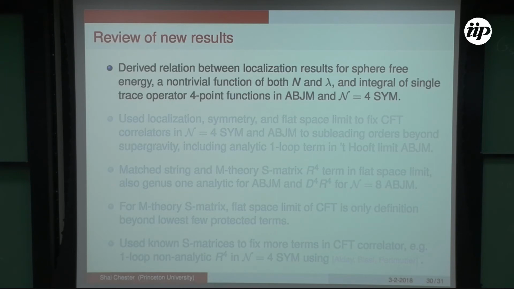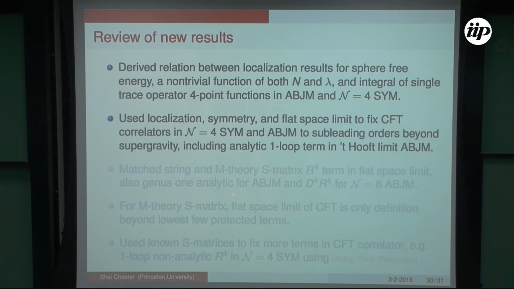Okay, so let's review all the various new results. Firstly was our new method, which is that we derived a relation between localization results for sphere free energies deformed by masses, which themselves are non-trivial functions of both N and lambda, known through localization. And we related them to an integral of single trace operator 4-point functions in ABJM and N=4 super Yang-Mills. So usually we were relating it just to a 4-point function of stress tensors, but you recall that in N=4 super Yang-Mills, we were also able to relate it to PP22, where P are these kind of higher rank KK mode generalizations. And so this is something which could be used in principle for any value of N and lambda. In this talk, I only focused on large N, but you could also use this for small N.